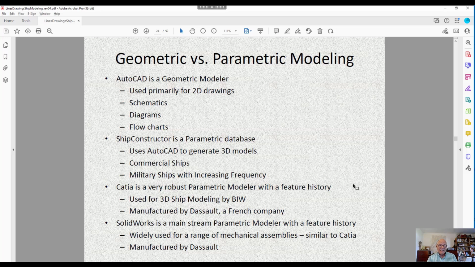But designing a ship requires a much more robust piece of software than designing a building. So we're going to use SolidWorks to represent the tools in parametric modeling, all of which exist in every parametric modeler. SolidWorks is the most widely used mechanical design program in the world, and again, it's also manufactured by Dassault.